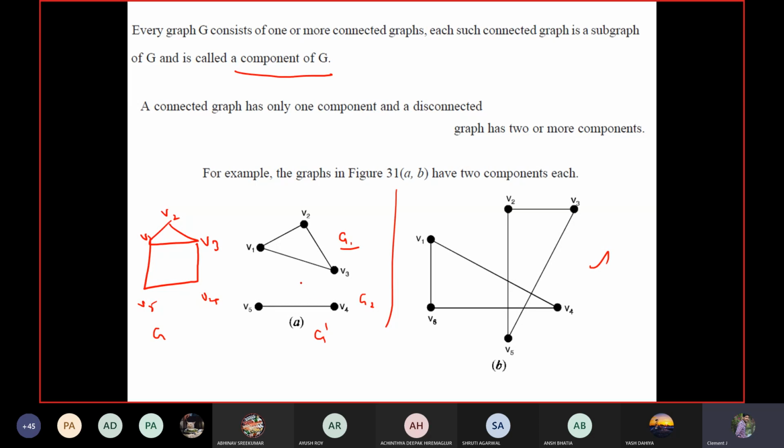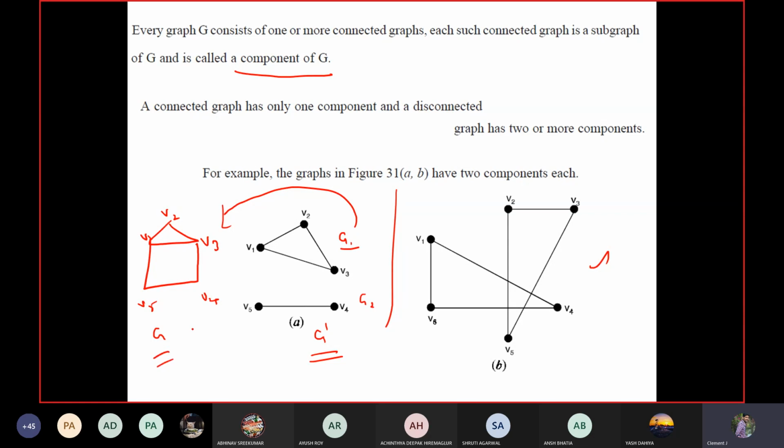If one graph, G dash, is a disconnected graph, and at the same time the disconnected subgraphs behave with the subgraph property of the original graph G, then those subgraphs can be called the components of G. Components of G. I hope you understand.